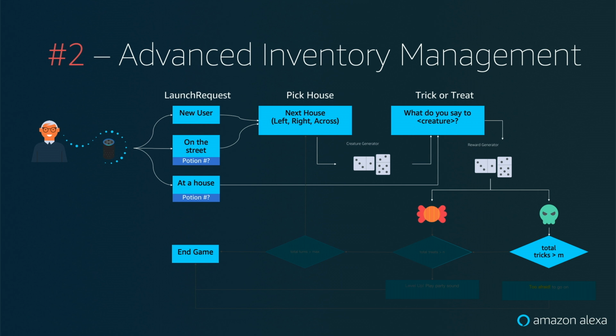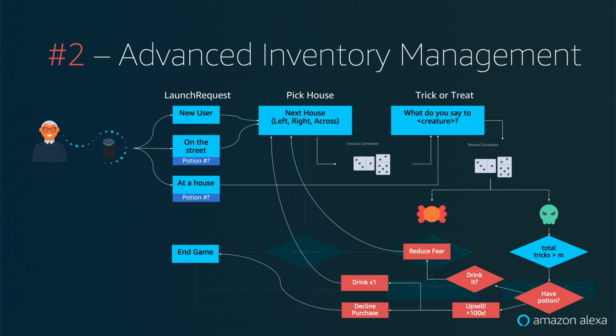And we came up with potions. So the idea here is if you were tricked, then we will check to see if you have any potions in stock. If you do, then we'll ask you, would you like to use a potion so that you don't get scared this time around? If you say yes, then we'll reduce your fear and you go to the next house. Or if you don't have any potions, that would be our opportunity to upsell the potions and ask, would you like to purchase potions?